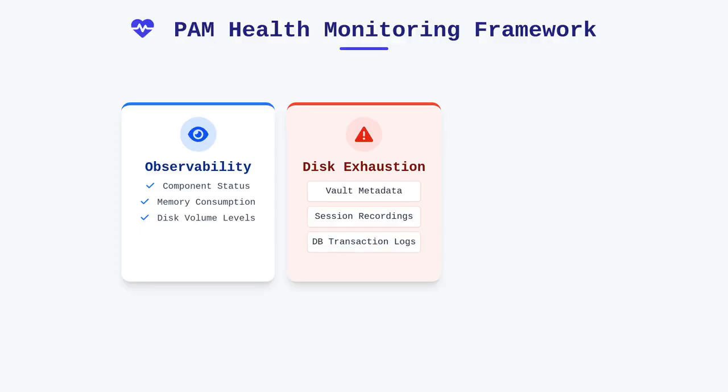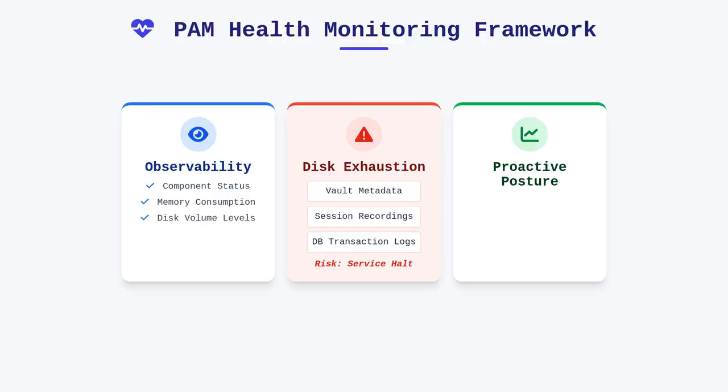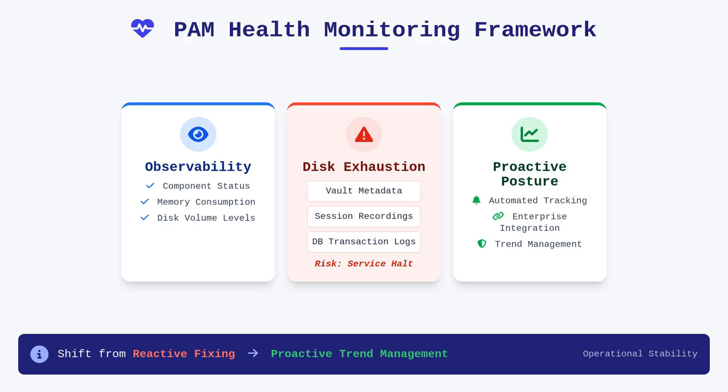If these volumes reach a critical threshold, the CyberArk services may experience a sudden halt, leading to significant business disruption. Therefore, you should establish automated capacity tracking to alert administrators well before any operational boundary is reached. By integrating these metrics into your existing enterprise management systems, you move from a reactive posture, where you fix things after they break, to a proactive one, where you manage trends before they become incidents.